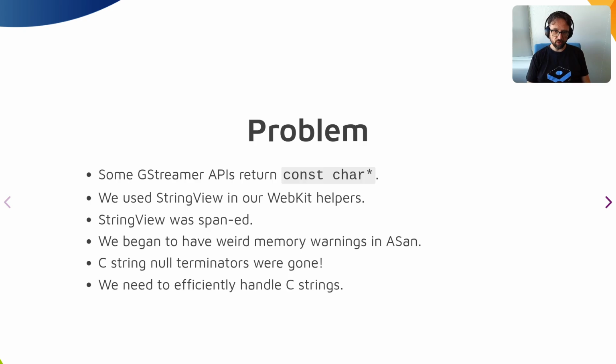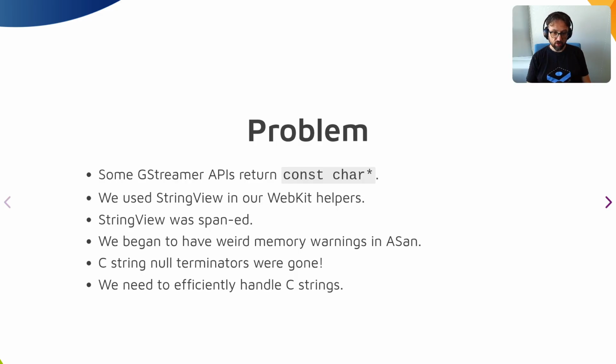So when we query that and we need to wrap that into some object to do some computations, it doesn't make too much sense to make a copy of it. So when we were creating our abstractions on top of those APIs in WebKit, we decided to use StringView. At some moment, StringView got spans internally, so we began to have some weird memory warnings in ASAN. And we detected that the null terminators were gone from those computations, so you are eventually getting ASAN problems.